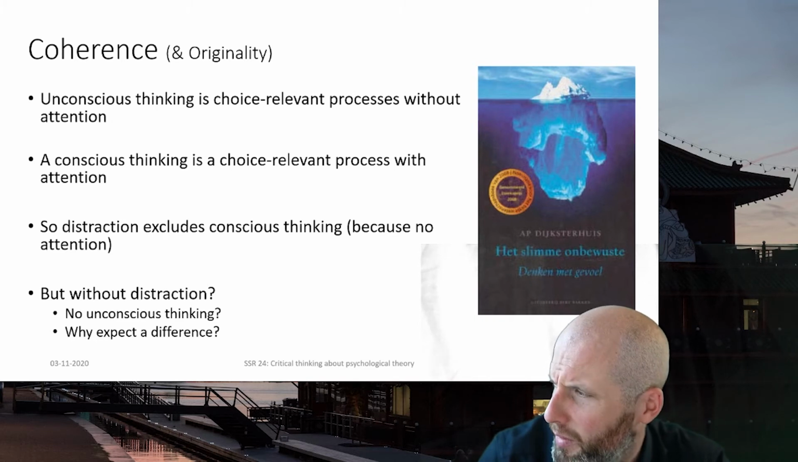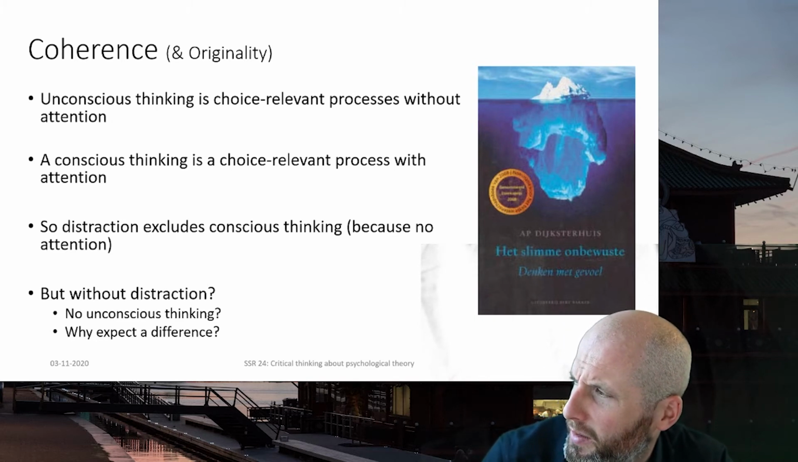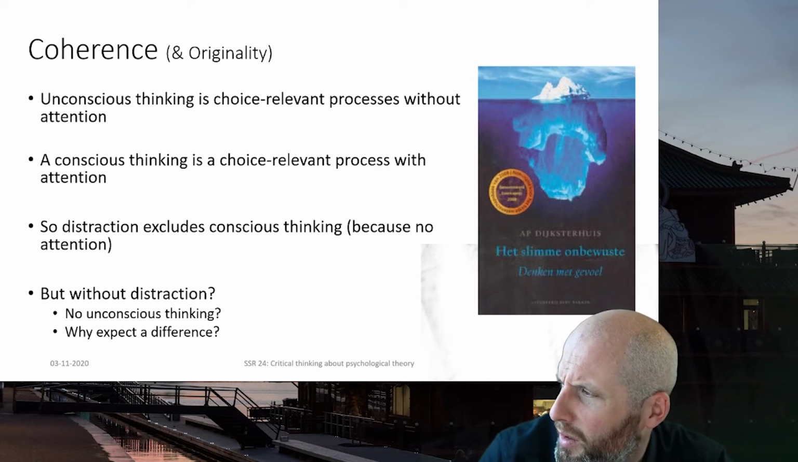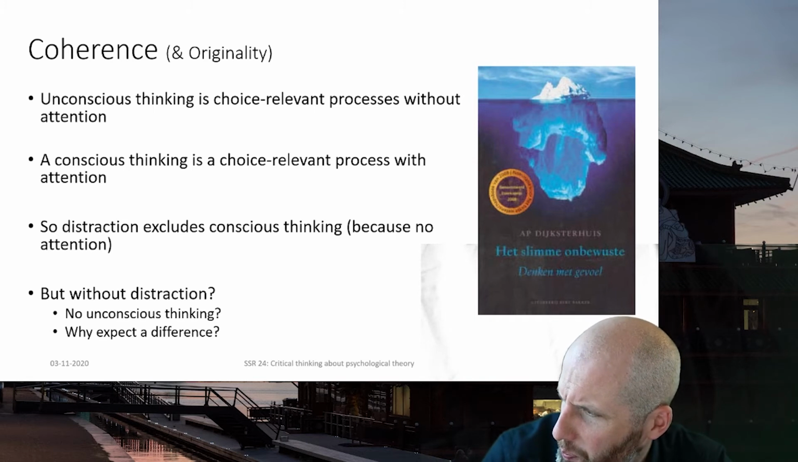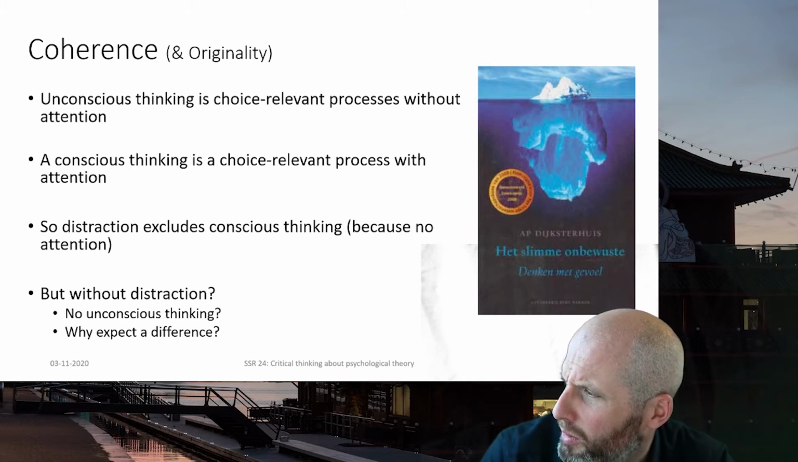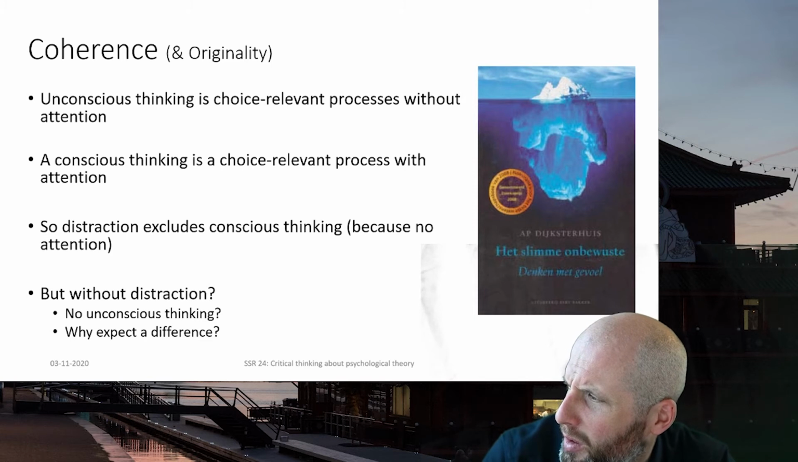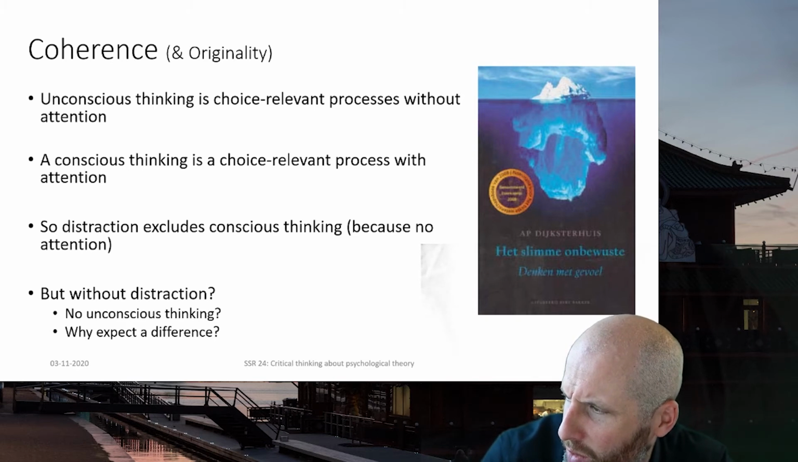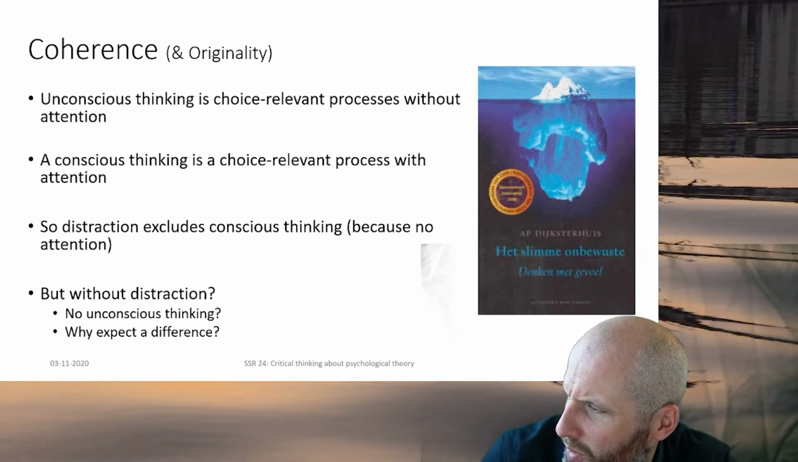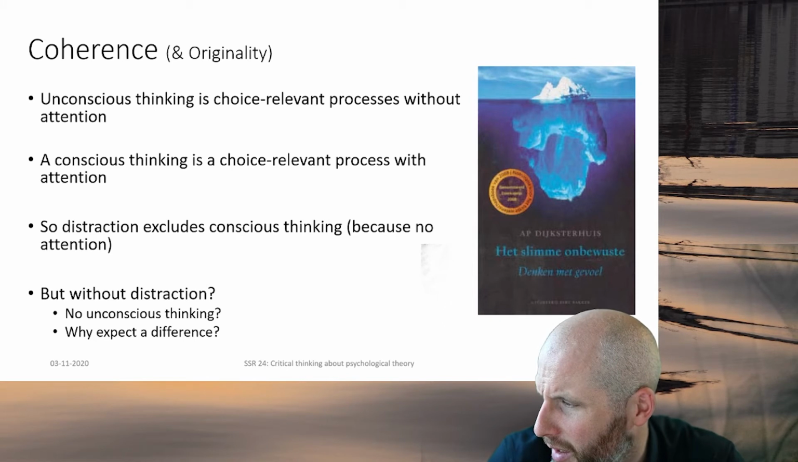It's also described in the reading, by the way. In the same way, we can think about the internal logic of the unconscious thought theory, because unconscious thinking is described as choice-relevant processes without attention, which is all well, but then it becomes difficult. So if we say that unconscious thinking is choice-relevant processes without attention and conscious thinking is a choice-relevant process with attention, then we can conclude that distraction excludes conscious thinking, but it doesn't exclude unconscious thinking.